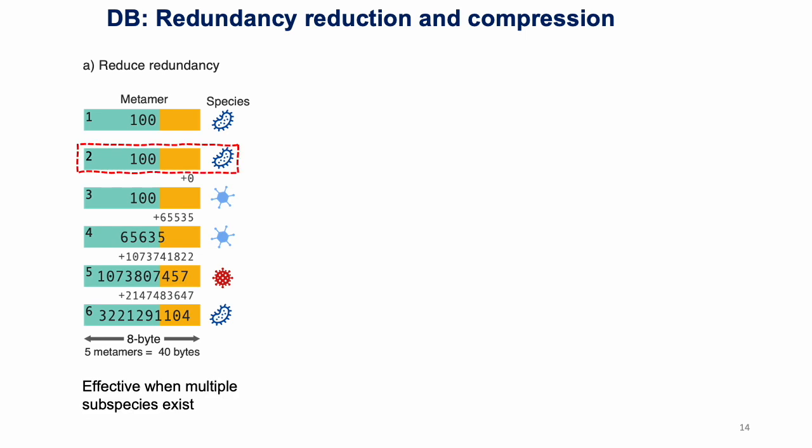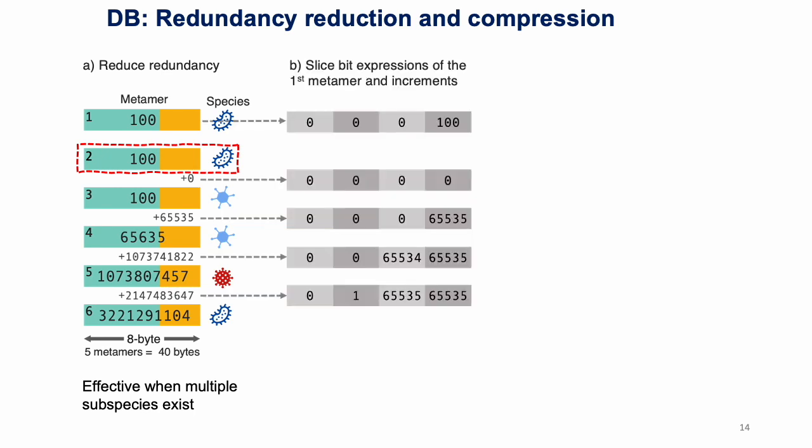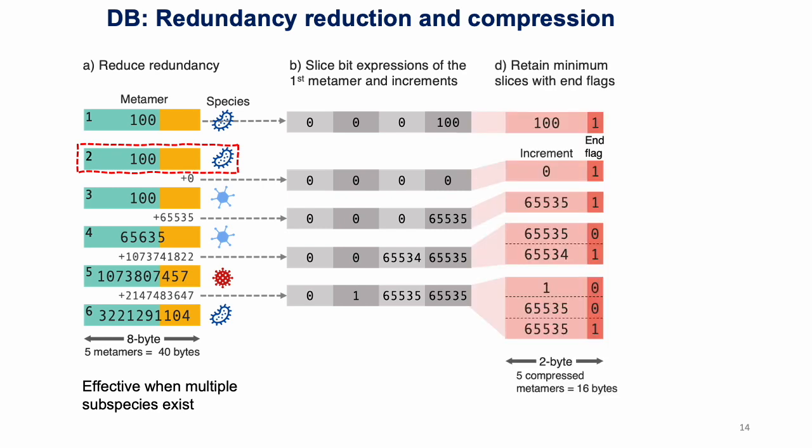Like in this figure, we removed identical metamers from the same species, remaining only one of them. For the remaining metamers, instead of storing whole values, we stored the first metamer and increments from the previous metamer. We sliced the bit expressions of them by 15-bit windows and retained only minimum slices. Here, for the first metamer, only the rightmost slice has bits turned on, so only that slice is retained.